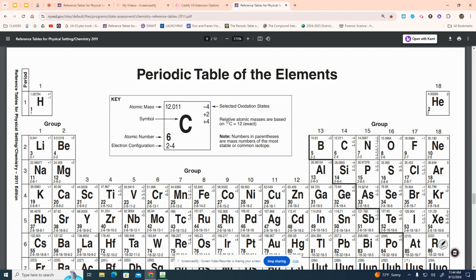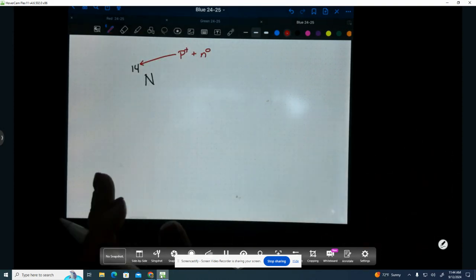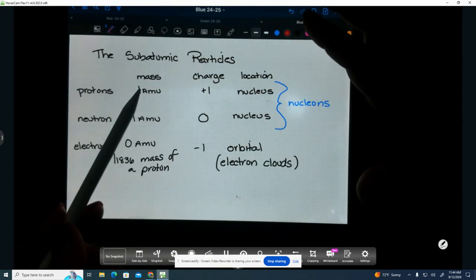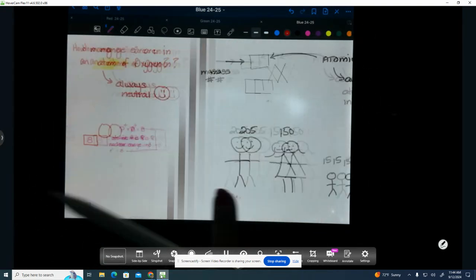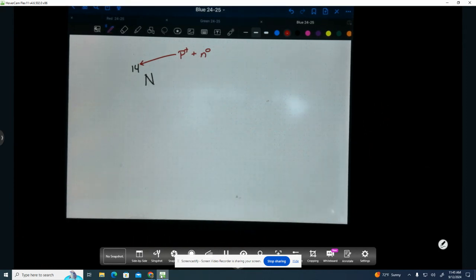So I wanted you to understand the difference between what that number is, and then if I just write down something that looks like this, you see how that's a whole number? We are talking about one atom. This is a mass number. Now, the mass number is equal to the protons and the neutrons. Because if you go back to this chart, there's only 2 things that have mass, the protons and the neutrons. So this mass number for this particular nitrogen is the number of protons and the number of neutrons in that atom.